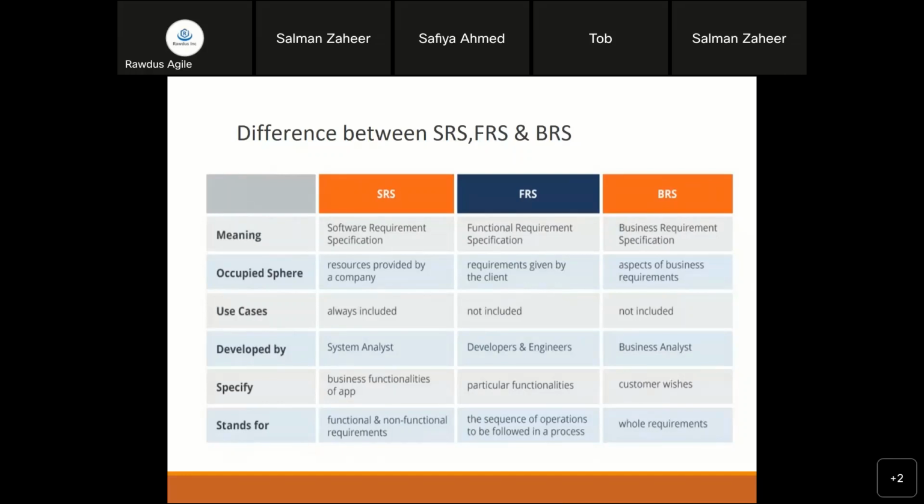And the other document is called the business requirement specification. In this document, the whole business process needs to be discussed. This is a very detailed document in which the end-to-end business requirements come from the clients.